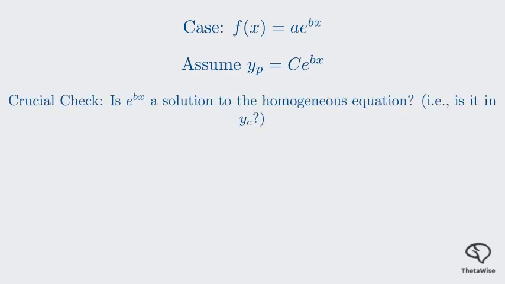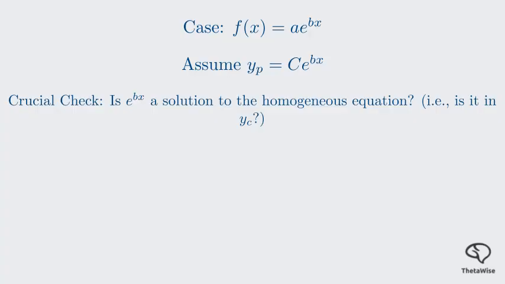Now, let's look at a special case for the particular integral, when f(x) is an exponential function. The rule for exponentials is a bit more complex. If f(x) equals a times e to the power of bx, we start by assuming y_p is c times e to the bx. This assumption works, but it comes with a very important condition. You must check if the term e^(bx) is already part of your complementary function, y_c. This is what we call the duplication rule.